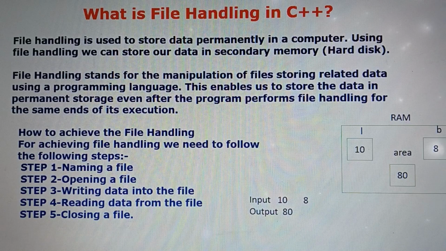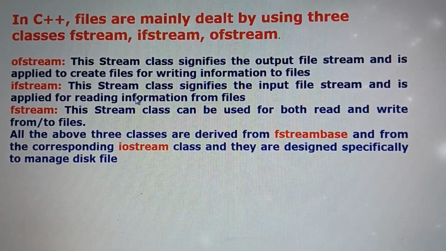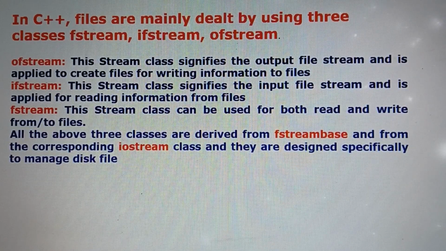Opening, reading, writing, appending are the file handling operations. Files are of type text and binary, stored in the form of zeros and ones. File handling is mainly done by using three classes: fstream, ifstream (input file stream), and ofstream (output file stream). These are the main three classes for file handling.